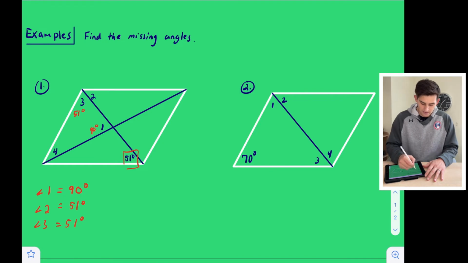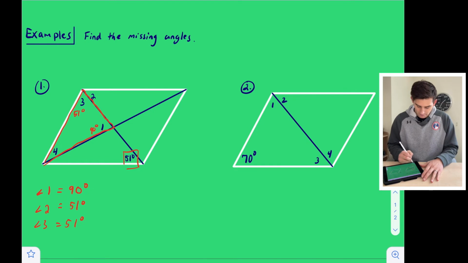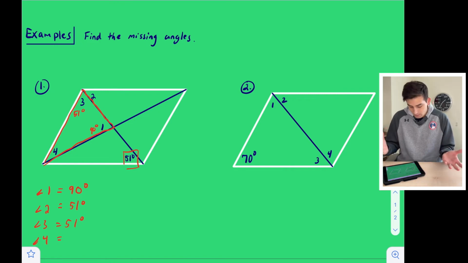There are already triangles created here, and with this triangle that we see right here, we know that angles 1, 3, and 4 should add up to 180 degrees. So we can do 90 plus 51, and then subtract that from 180. Angle 4 is equal to 180 minus 141, since 90 plus 51 is 141. 180 minus 141 would be 39. That gives us angle 4 equals 39 degrees.